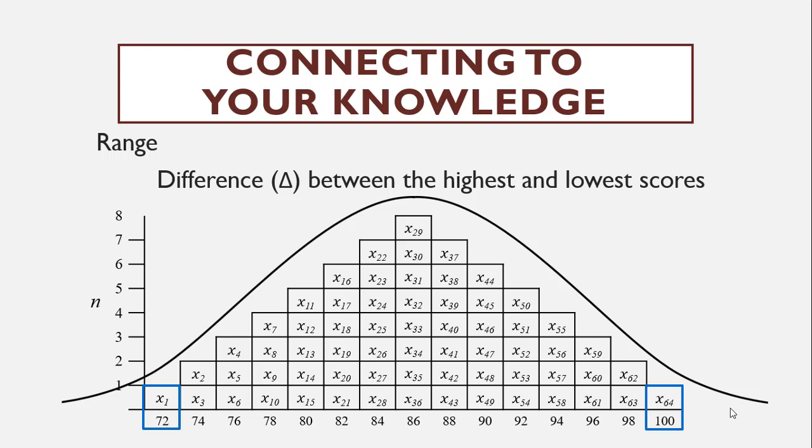So in this set of data, we have a normal distribution. We have 64 scores. You can see I've labeled each one. So we have x1, x2, x3. We're going to assume that these represent scores on an exam. So the lowest score was 72. The highest score was 100. And for the range, we're just looking at the difference between the highest and the lowest score. So if we take 100, we subtract 72, we find that the range is 28.